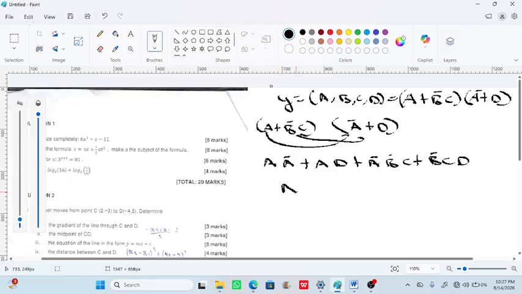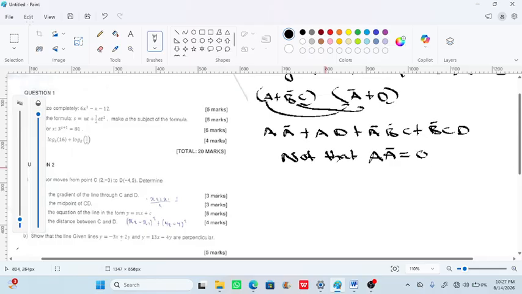Now note that a a prime is equal to 0. So we are using the absorption rule. a a prime is equal to 0. So from what we have, we substitute a a prime equals 0. So we're going to have 0 plus ad plus a prime b prime c plus b prime cd.